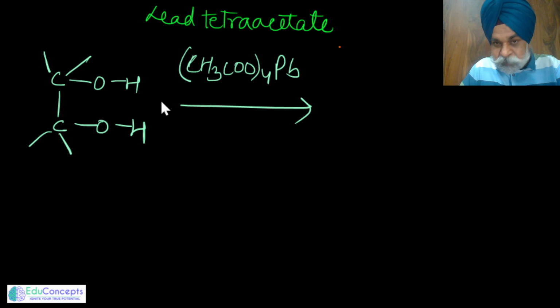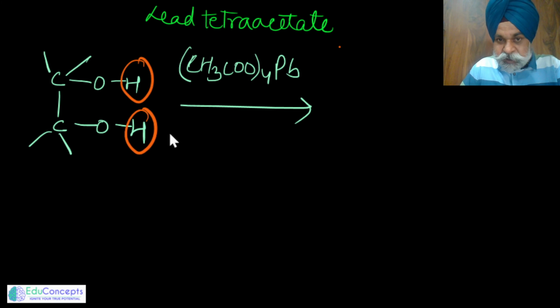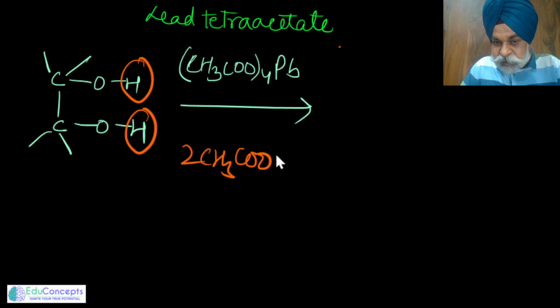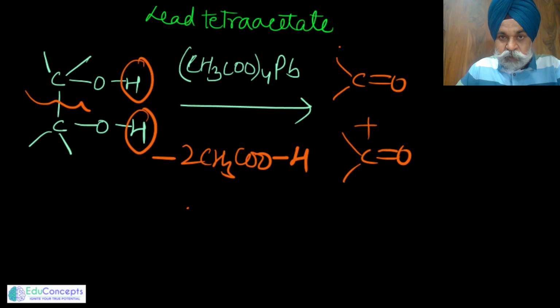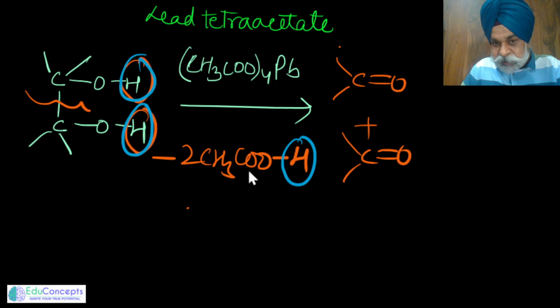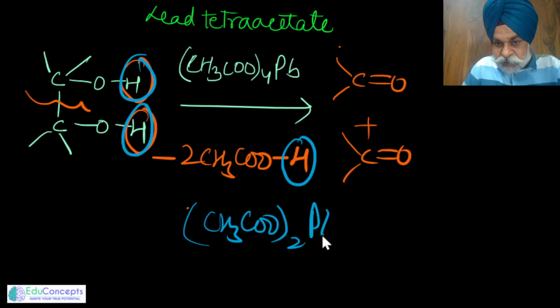Just see the way I am doing it. So this H and this H, and 2 acetates from the lead tetraacetate. 2 acetates would take up this H, so acetic acid goes out and this bond gets broken and you end up getting keto. Here also you would get a CO group generated. Along with it what goes out is this H with this acetate ion, 2 moles of acetate ion. And what next you would get here is the diacetate.